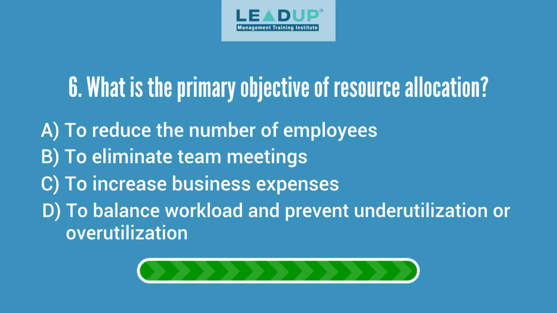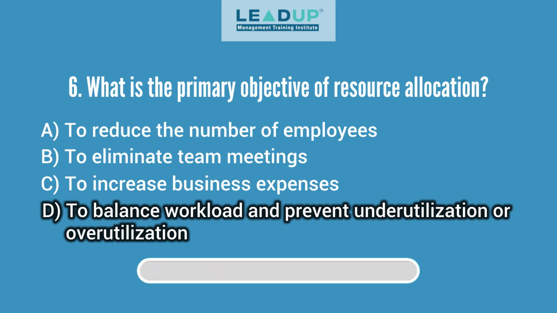Question 6. What is the primary objective of resource allocation? A. To reduce the number of employees. B. To eliminate team meetings. C. To increase business expenses. And D. To balance workload and prevent underutilization or overutilization. The answer is to balance workload and prevent underutilization or overutilization.